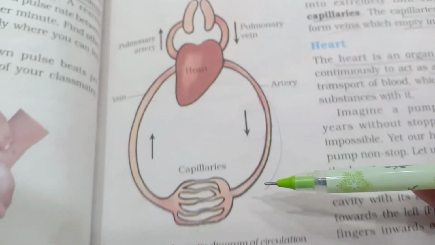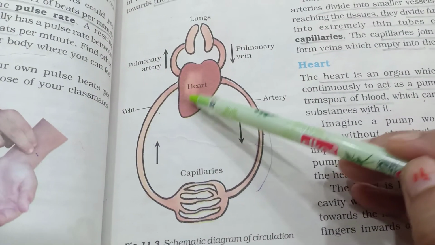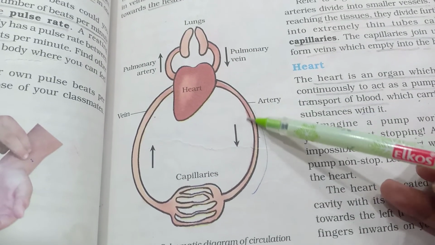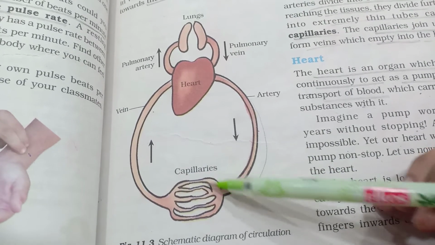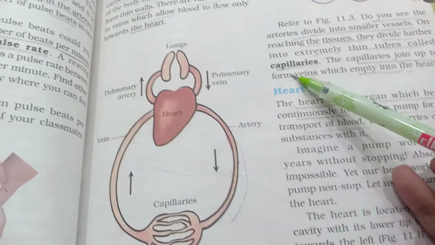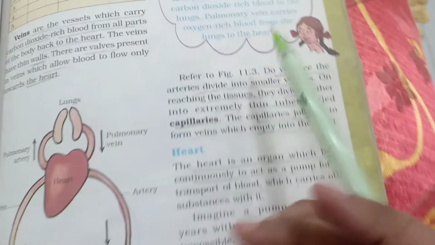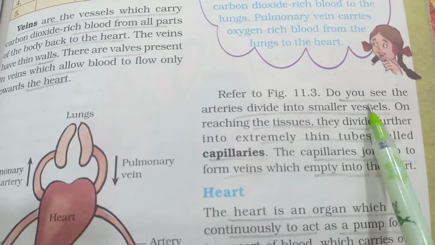Can you see this image? This image is clearly showing your arteries, and from the heart the pure blood is coming out and going this way. Further it is being divided into capillaries. We are going to learn about the capillaries in the next paragraph.